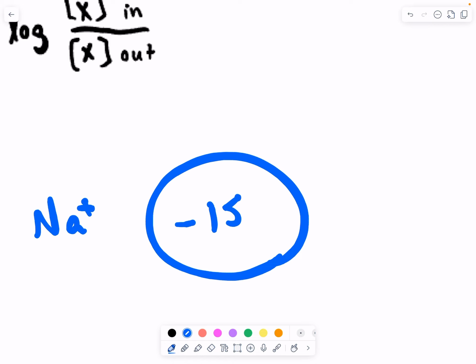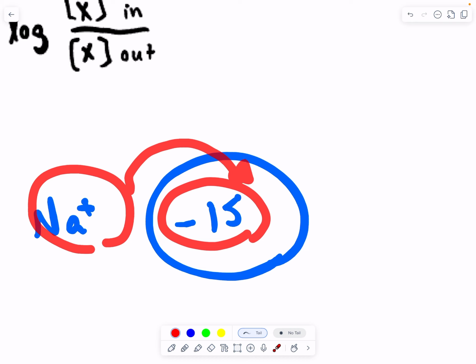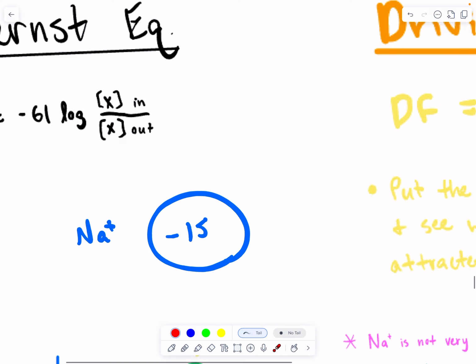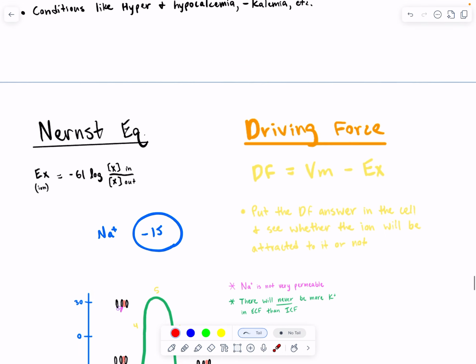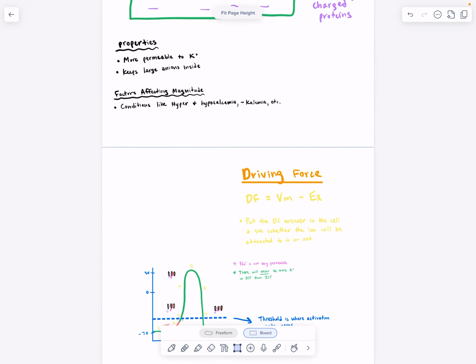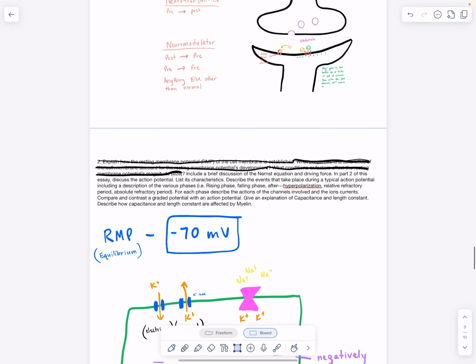So if we put this -15 inside the cell, and if we were to put sodium inside the cell with this negative, well, a negative and a positive attract, so we know that sodium is going to go into the cell. So that's kind of what driving force tells us. It tells us the strength and where it's going to go. So that is driving force.